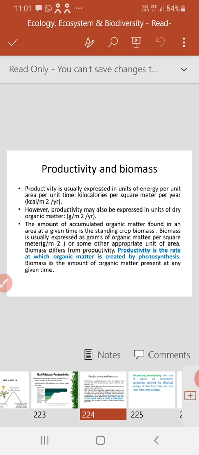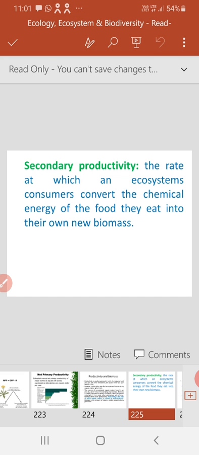Biomass differs from productivity. Productivity is the rate at which organic matter is created by photosynthesis. Biomass is the amount of organic matter present at any given time period. Secondary productivity is the rate at which an ecosystem's consumers convert the chemical energy of the food they eat into their own new biomass.